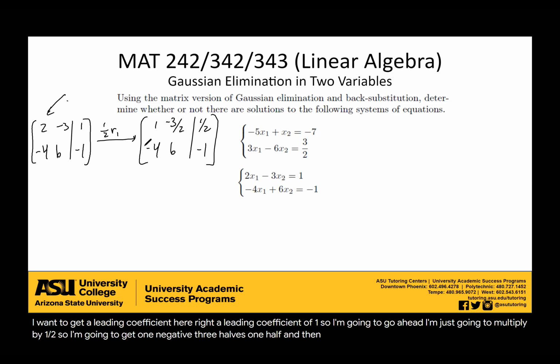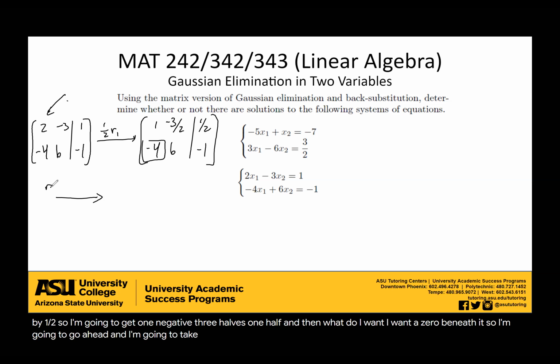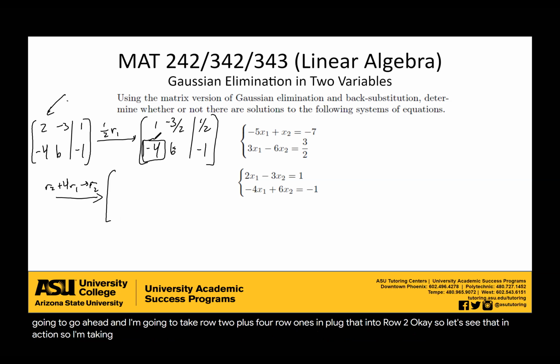And then what do I want? I want a 0 beneath it. So I'm going to take row 2 plus 4 row 1s and plug that into row 2. Okay. So let's see that in action. So I'm taking row 2, so I'm taking -4 plus 4 times that. Well, 4 times 1 is 4, -4 plus that is 0.